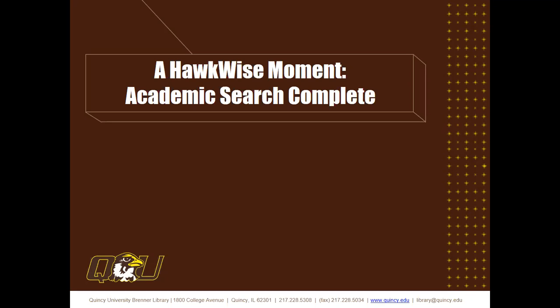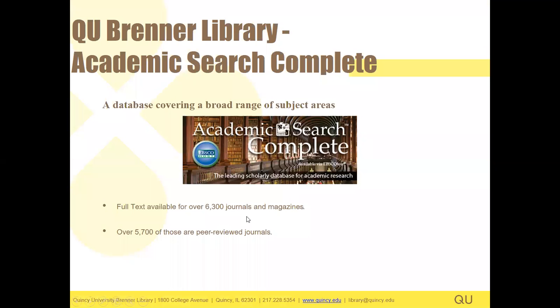Today during this session, I'll be taking you through Academic Search Complete, one of the databases available at Brenner Library of Quincy University. Academic Search Complete is a multidisciplinary database, meaning it covers a broad range of subject areas. So no matter what research topic you are looking for, you'll find items in Academic Search Complete. So it's a great place to get started in your research process.